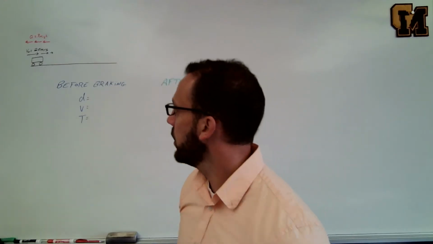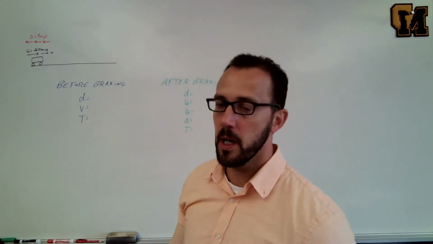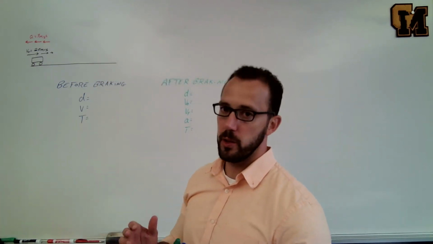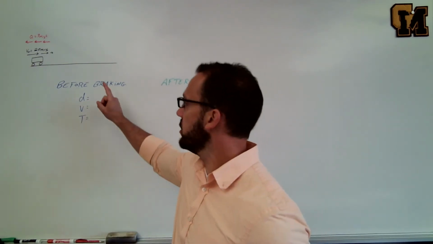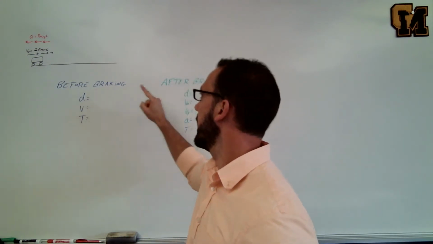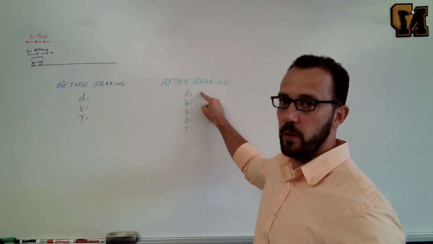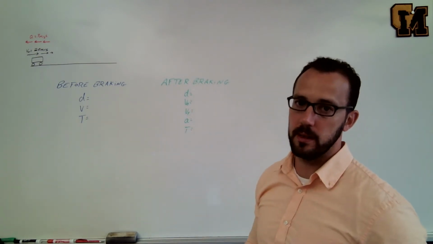For this problem, we are initially going to be going 20 meters per second, but it's going to take us a little bit of time before we actually are able to apply the brakes. So we have to do this problem in two different parts. The first part, we're going to figure out how far we go before we start to slow down. And in the second part, we're going to figure out how far we go after we do start slowing down, and then we can add those two distances together.